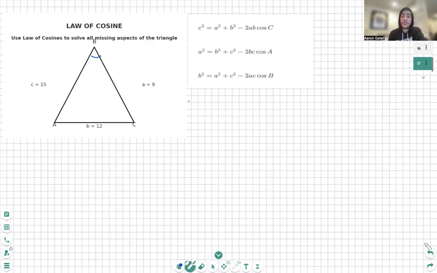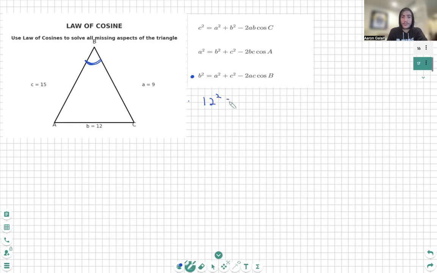So the first thing when we're doing these problems is we want to solve for the angle, because I'm given all the sides and I cannot use law of sines to get one of them. But what I can do is say, hey, I want to solve for angle B. Well, we're going to use this equation then: B squared equals A squared plus C squared minus 2 times A times C, the cosine of B. So we just start plugging and chugging.